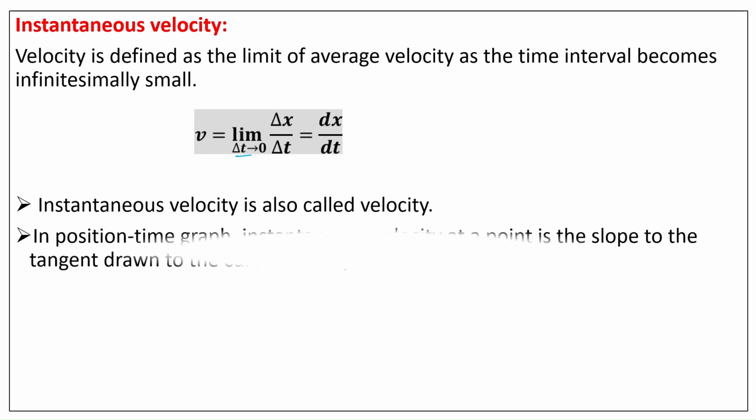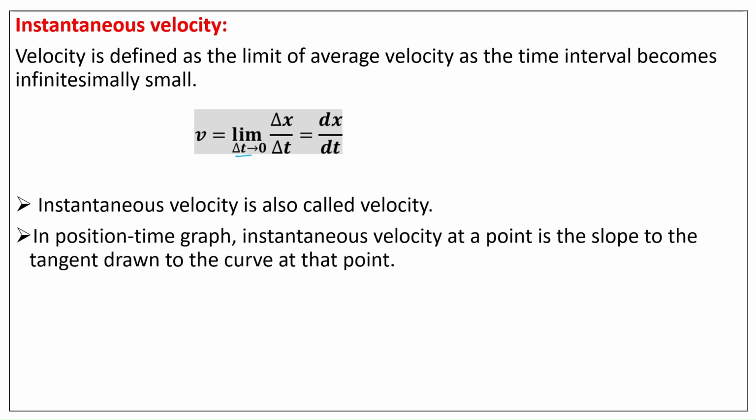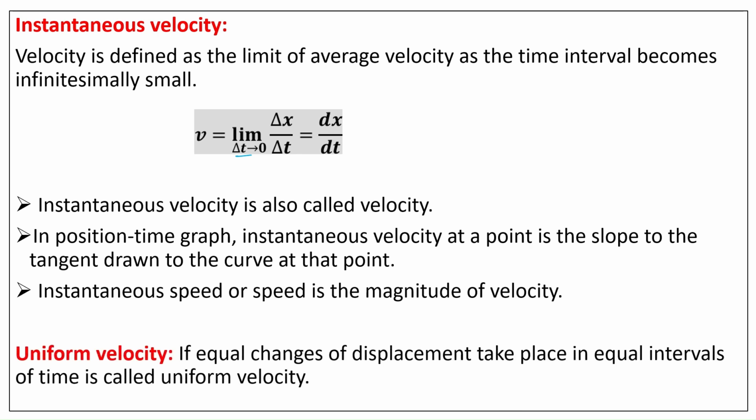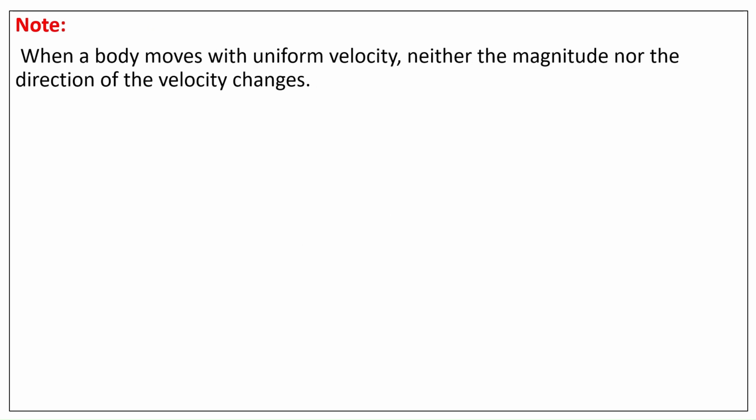In position time graph, instantaneous velocity at a point is the slope of the tangent drawn to the curve at that point. Instantaneous speed or speed is the magnitude of velocity. Next, uniform velocity. If equal changes of displacement take place in equal intervals of time, it is called uniform velocity. Note: when a body moves with uniform velocity, neither the magnitude nor the direction of the velocity changes.